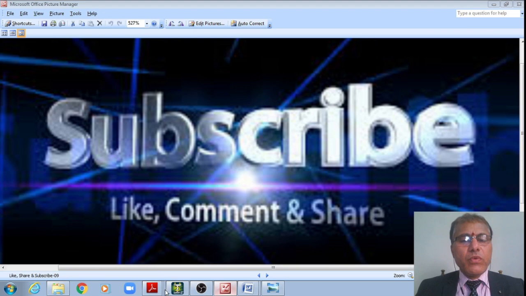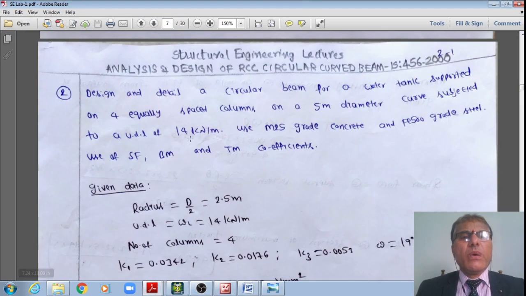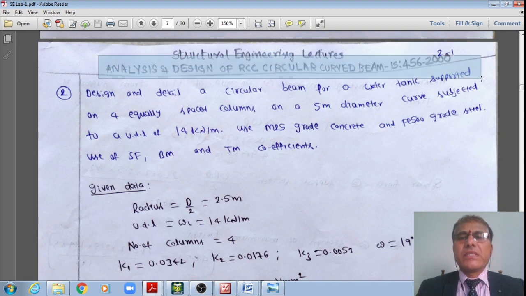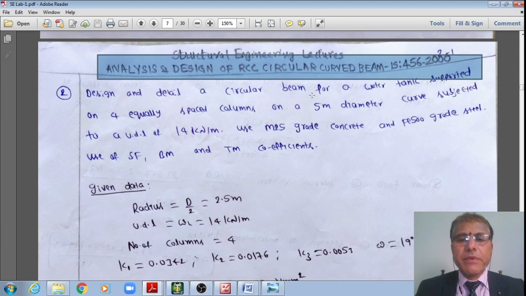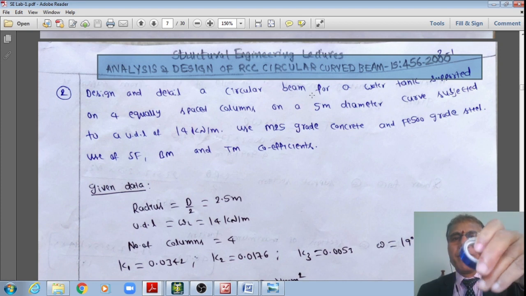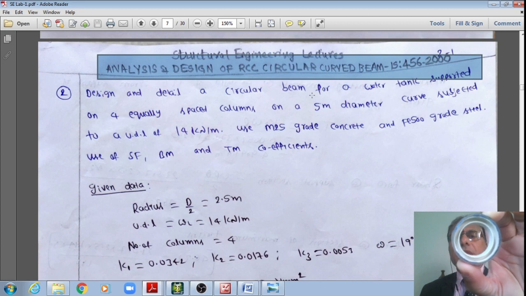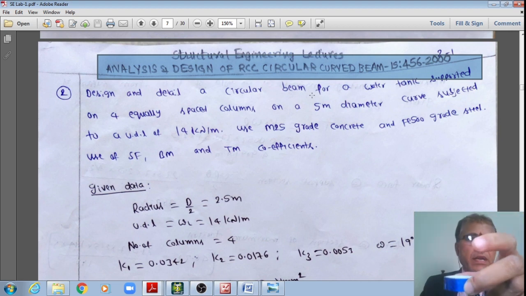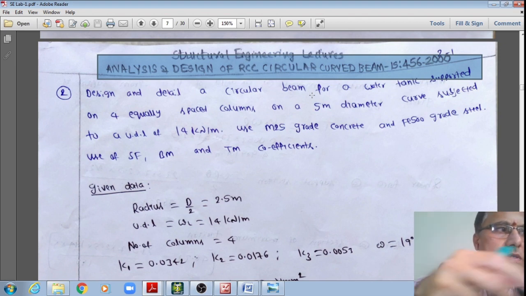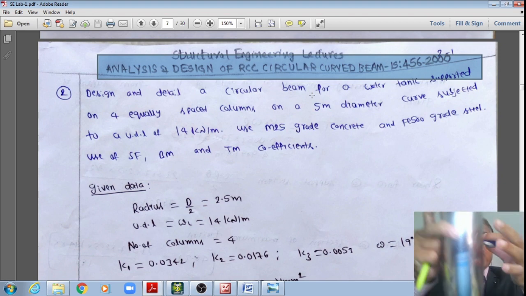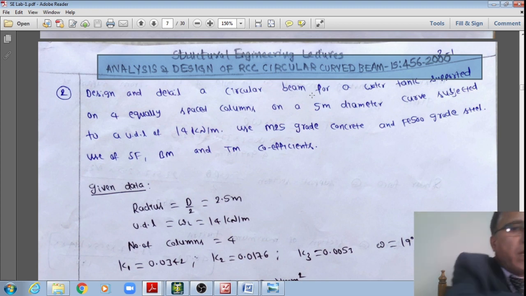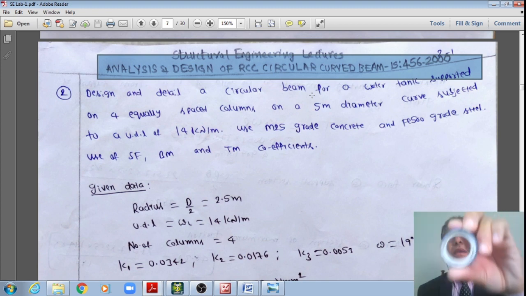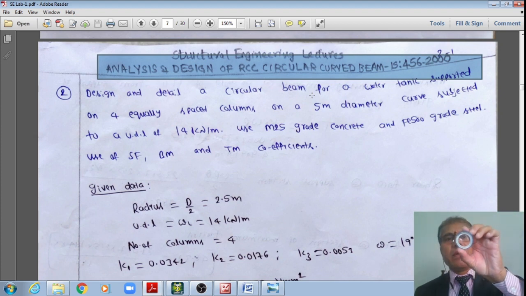Now we'll move to the discussion wherein we'll see what is analysis and design of RCC circular curved beam. Generally, these curved beams will be there for the deep bins, which are called the silos. At the bottom of the silos, these bins will be there, like this, curved beams. They are also used for water tanks, the circular ring girder beam, like this circular ring girder beam.